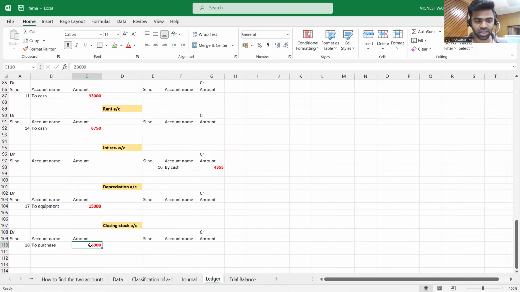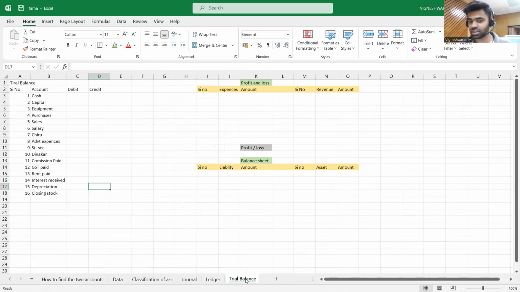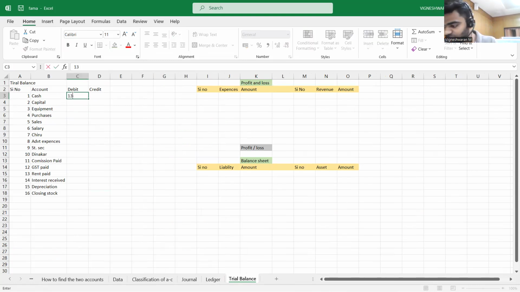Now, what I will write in the trial balance, I am going to write all the red values. If it is on the debit side, I will write it in debit. If it is on the credit side, I will write it in credit. See, for cash account, 13,99,605 is on the debit side. So I will write that value in debit side, 13,99,605. Then for capital account, it is on the credit side.